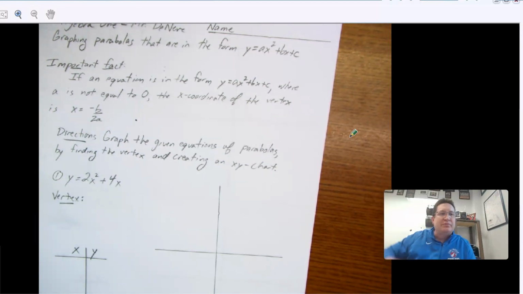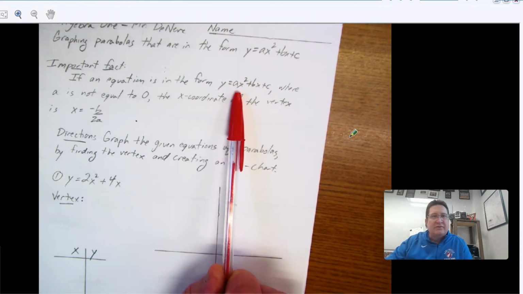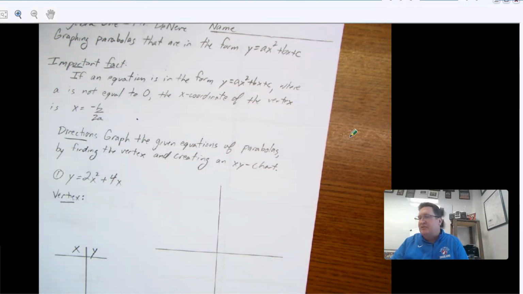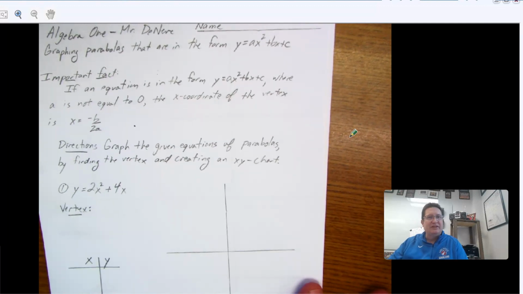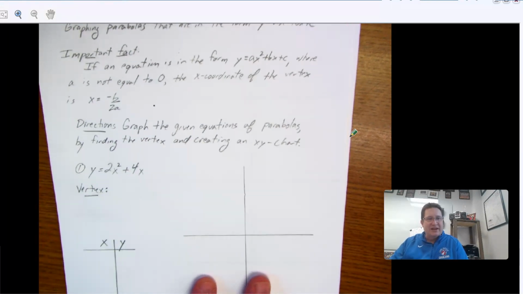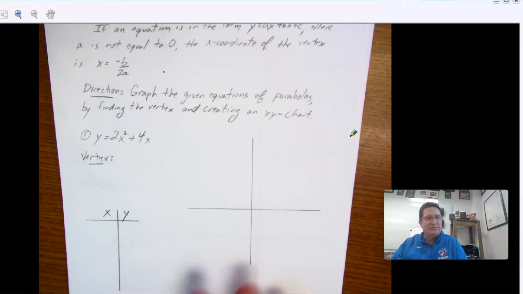And it's only really a parabola if a is not equal to 0. So we're going to make sure that we at least have a number in front of the x squared that's non-zero. An important fact here is that if an equation is in this form, the x-coordinate of the vertex is the opposite of b over 2a. Okay. And so we're going to do about 3 or 4 together. And after we do that, then you'll be tasked with trying to do some on your own.